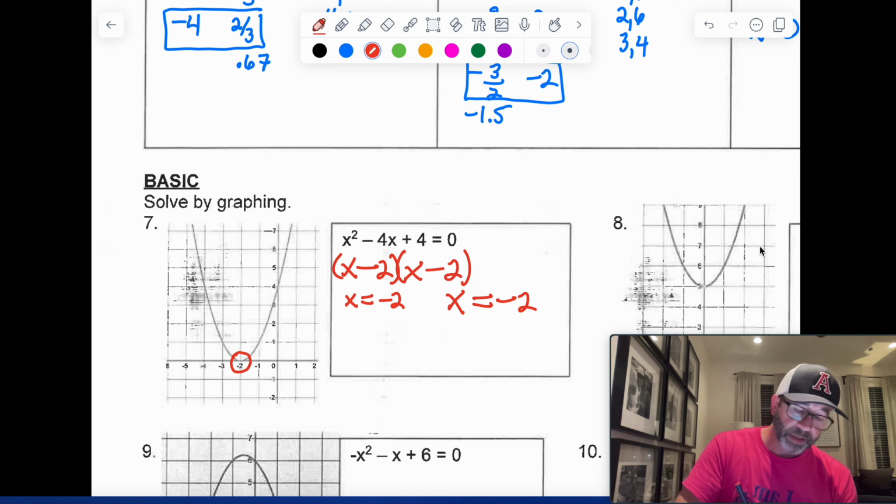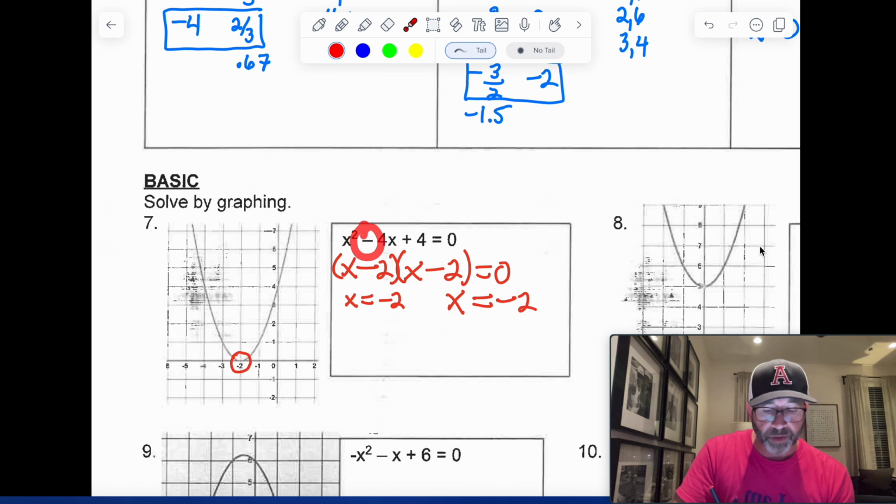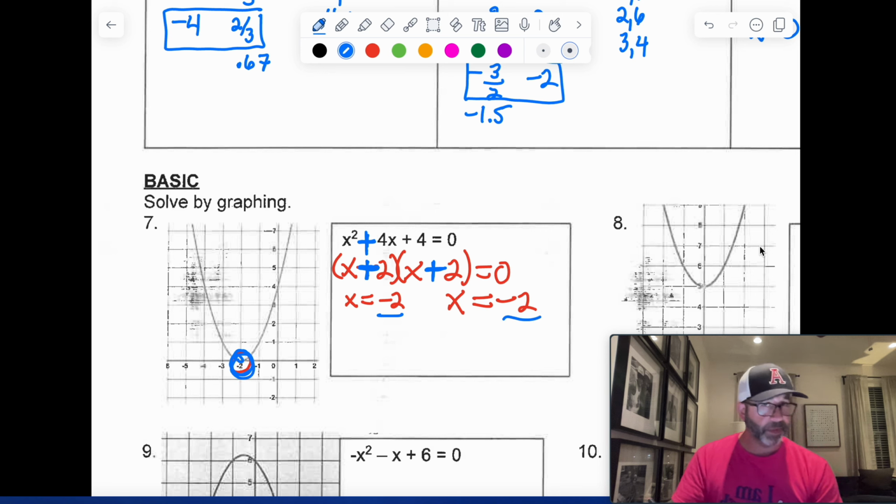Now, I wanted to point out that there's actually a typo on this. In order for us to be able to do this, this graph and this equation don't match up. This minus right here was actually supposed to be a plus sign. So we need to make that change, and that means this is supposed to be a plus sign and this is supposed to be a plus sign. That's the only way that we can get x equals -2 for both of those answers. So there was a typo there. Hopefully you guys fix this, okay?